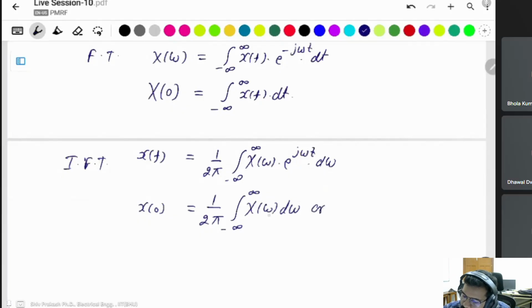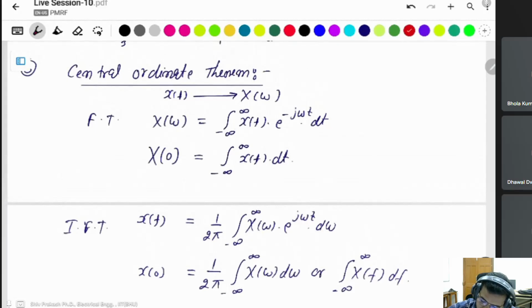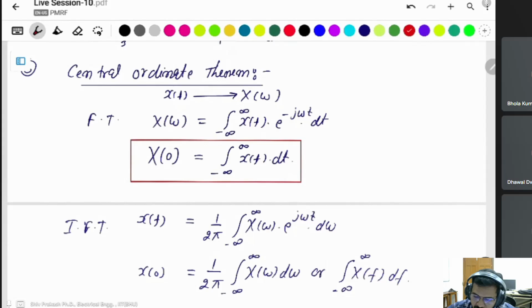Omega means radian per second, which will be converted to the frequency domain, and the 2 pi will be cancelled out. No need to convert the signal into Fourier transform. We simply find the area of that signal.